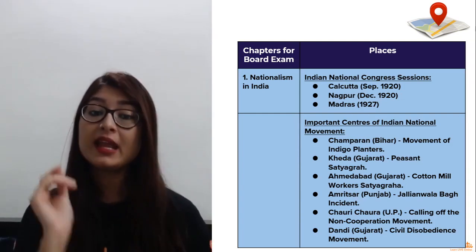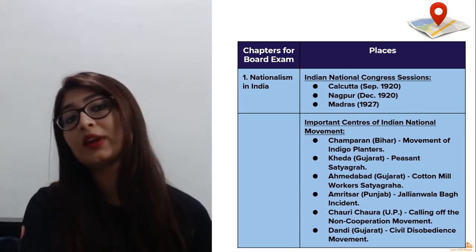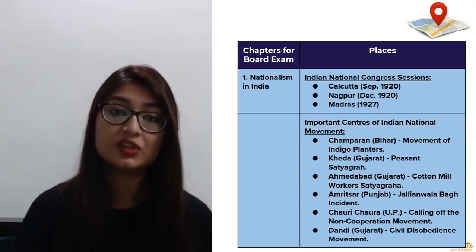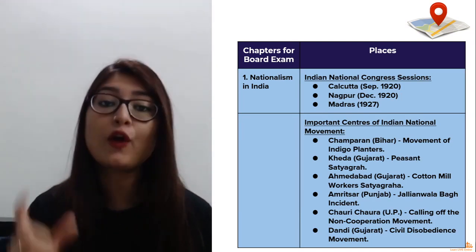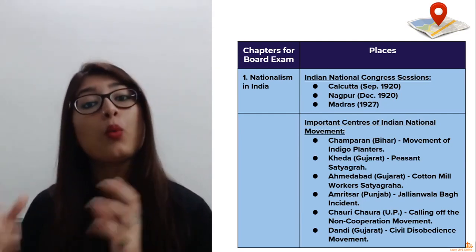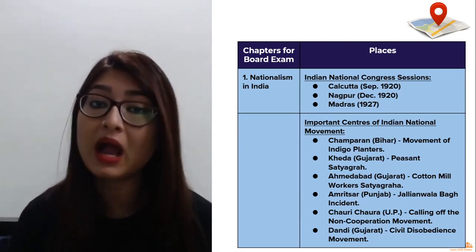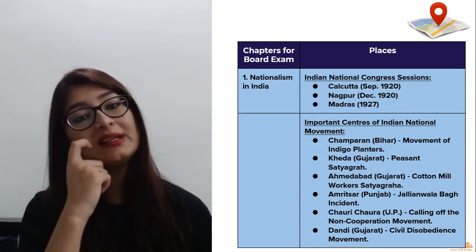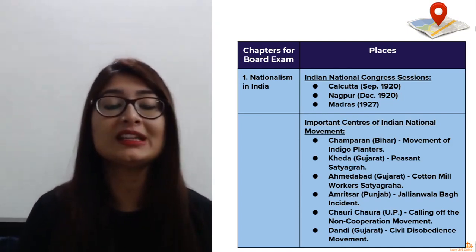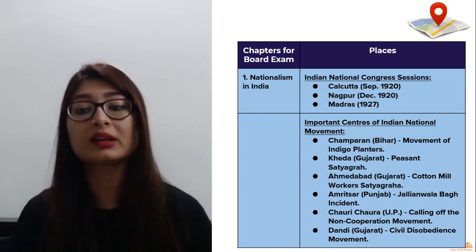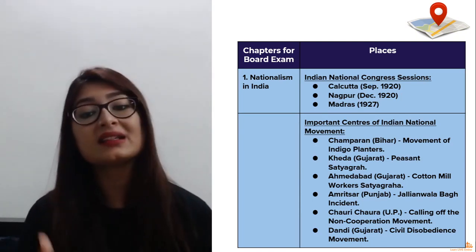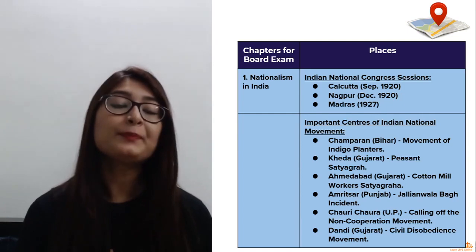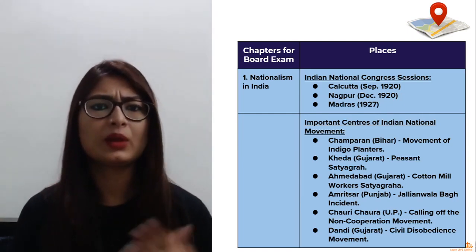So for history, guys, map marking is going to come for most of the chapters. This is a chapter-wise distribution and listing of which chapter will require what for us to prepare from our end. So for nationalism in India, which is history, we actually need to prepare the 3 National Congress sessions that happened, which were in Calcutta, Nagpur and Madras. Now you might be thinking, where is this happening? When was this happening?